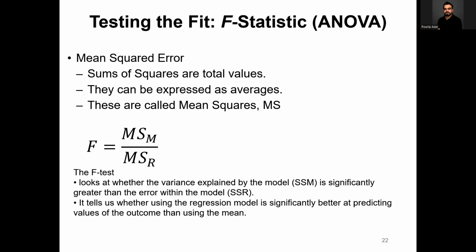So the F test, or F statistic, looks at whether the variance explained by the model is significantly greater than the error within the model. It tells us whether using the regression model is significantly better at predicting values of the outcome than just focusing on the mean of the outcome variable.